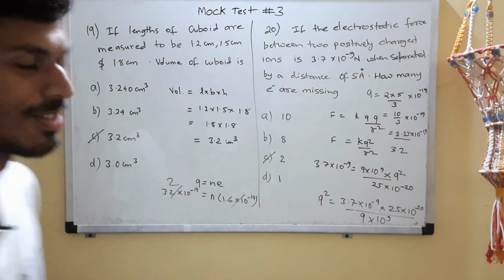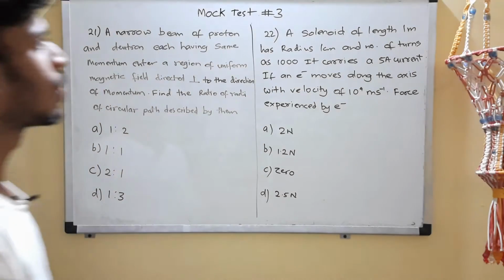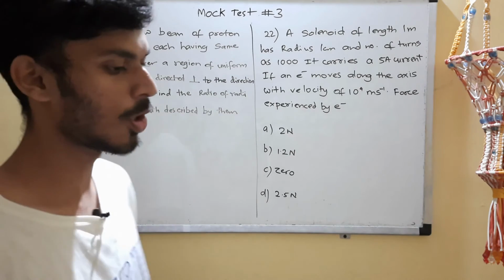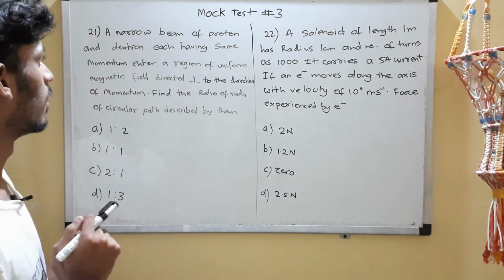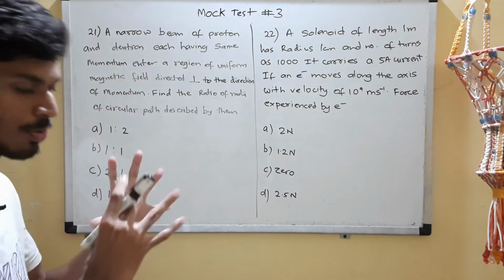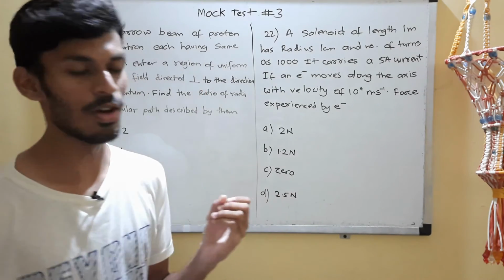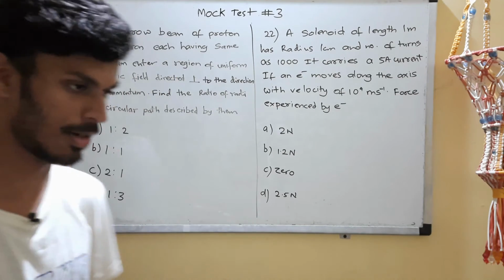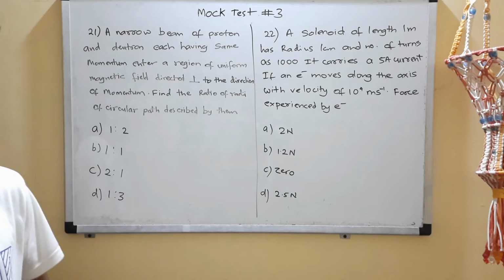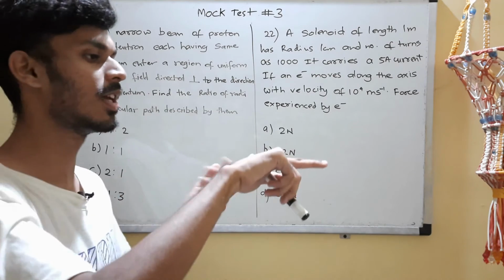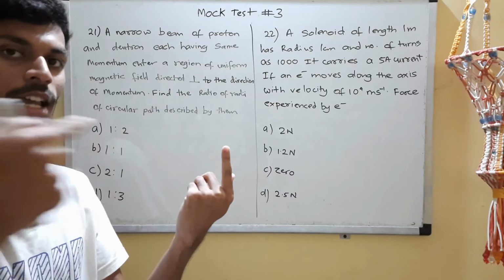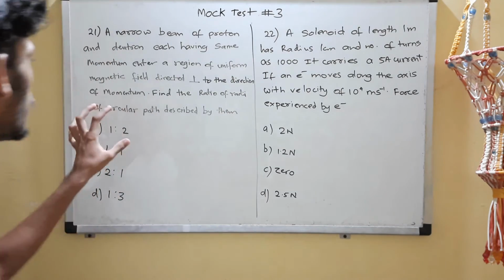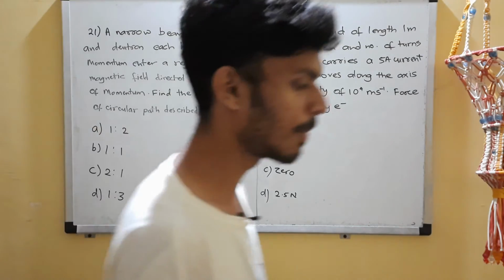Let's move to the next question now. So question 21 and 22 over here. In 21, we have a narrow beam of proton and deuteron which have the same linear momentum. Now these two particles enter the region of magnetic field where the magnetic field is perpendicular to the direction of momentum. Momentum is basically the direction of velocity. So if they are moving this way, the direction of the magnetic field is inward or outward, so basically perpendicular. You are supposed to find the ratio of the circular paths described by them.